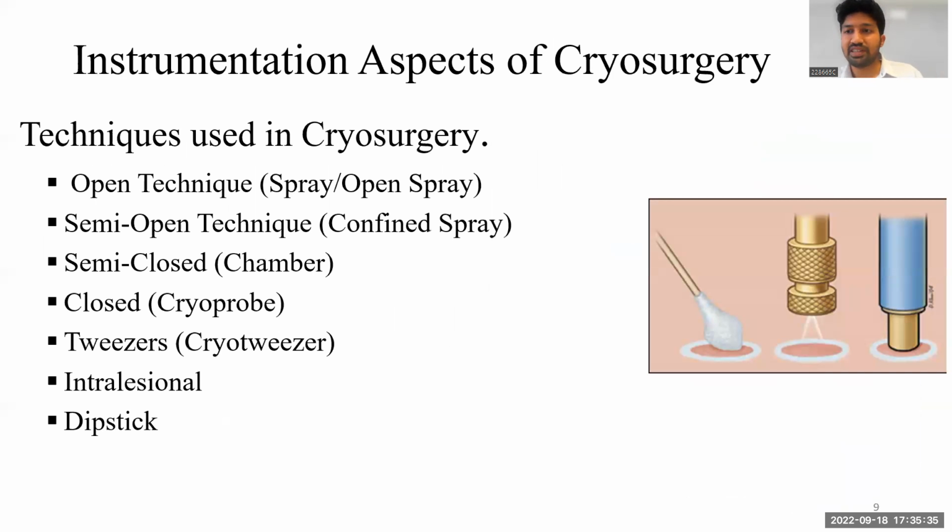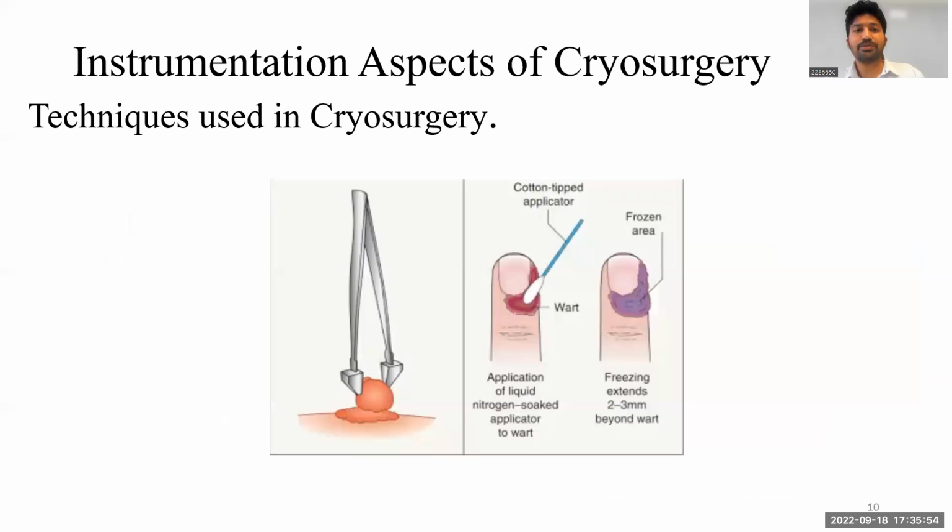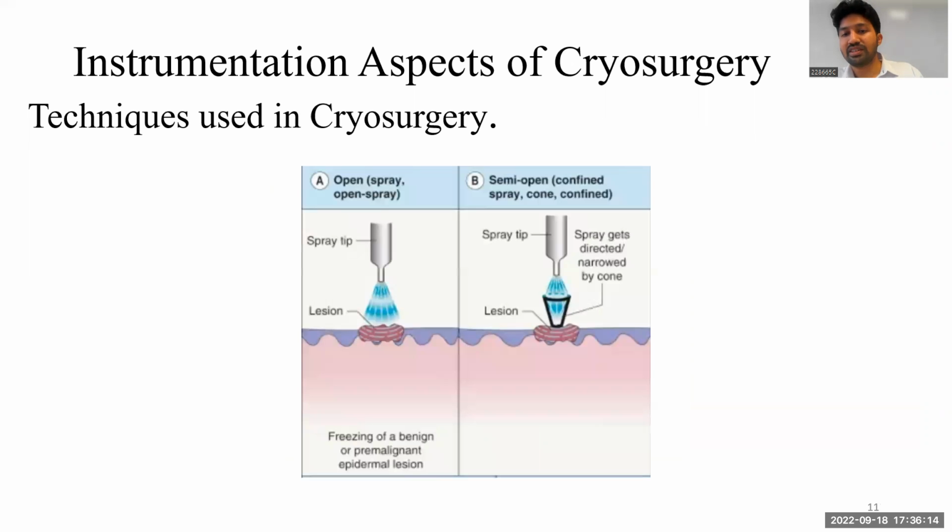Then we have 7 techniques listed here which are used in cryosurgery, but these can be confined to a closed system with the use of a probe, and an open system with the use of a liquid nitrogen spray or cotton tip. Here we can see the tweezers. We have frozen Teflon tweezers being used to remove a malignant tissue. If not, you can use a dipstick or a cotton swab dipped in liquid nitrogen and then apply the cryogen on top of the malignant tissue formation.